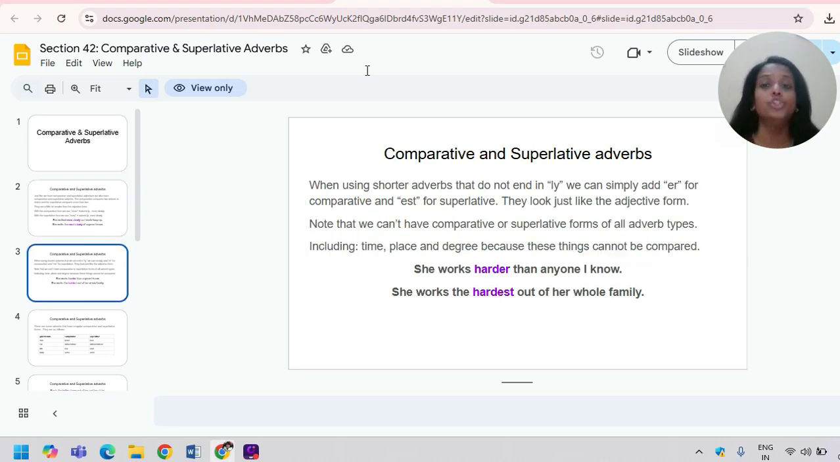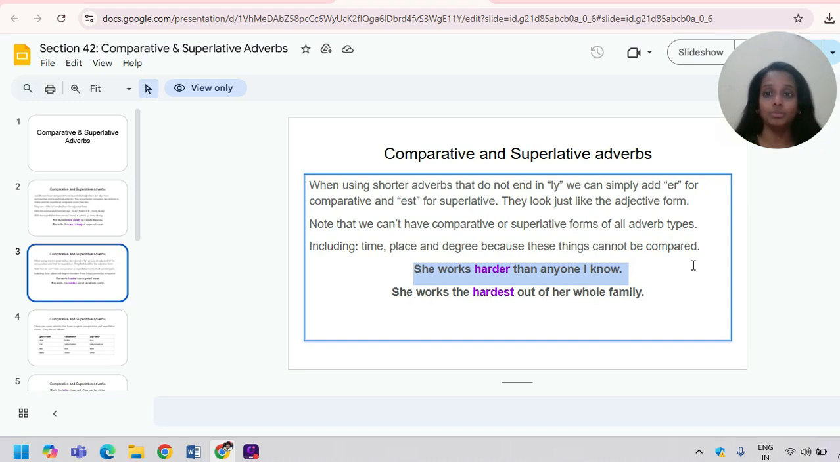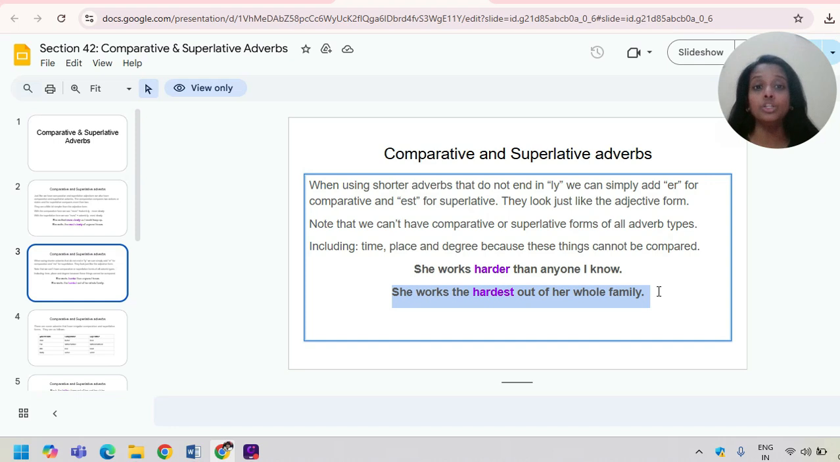Let's now talk about short adverbs. So these are basically the adverbs that usually don't end in ly. So the words like hard, fast, late. With these, we treat them just like adjectives. That means we are just going to add er for comparative and est for superlative. Got it? So she works harder than anyone I know. So here two people are being compared, right? And she works the hardest out of her whole family. So here, more than two people are being compared. So this one is the superlative adverb.